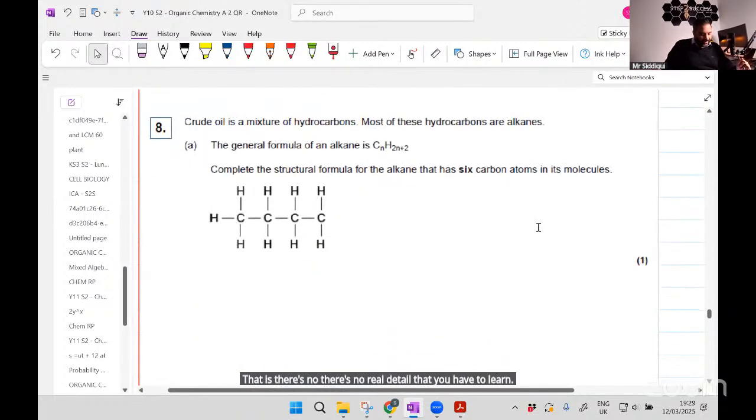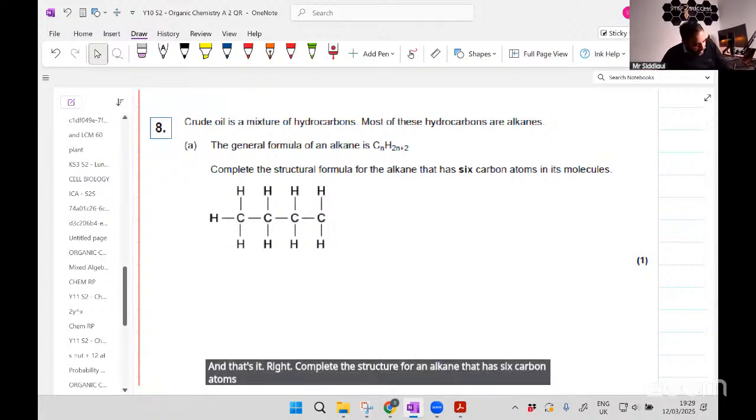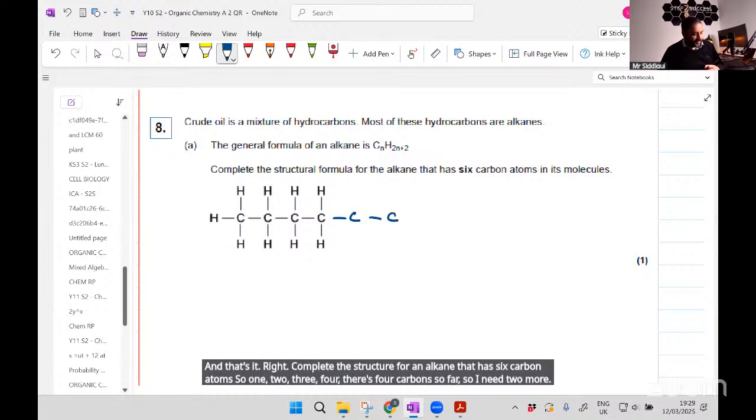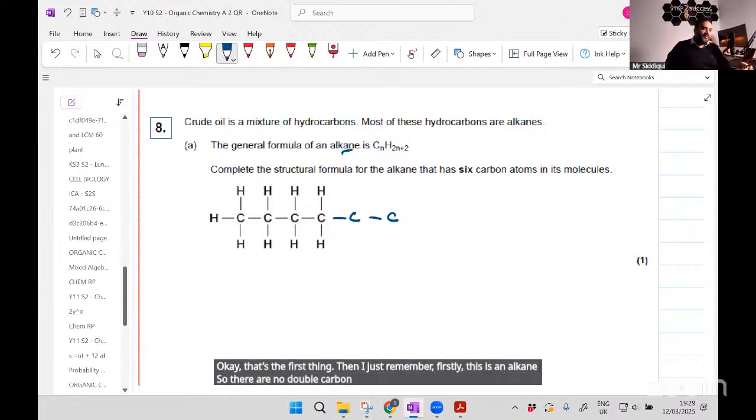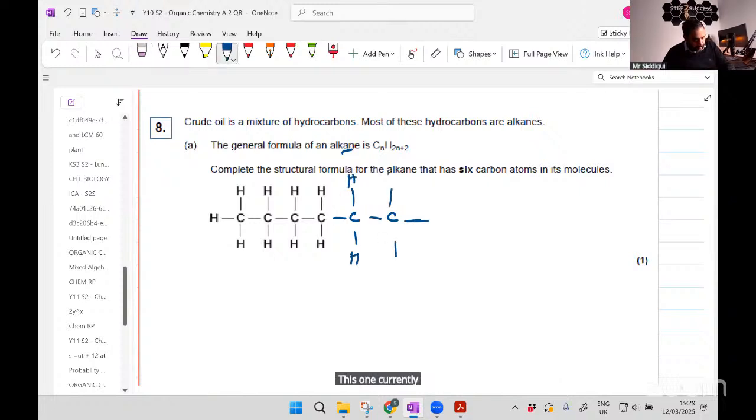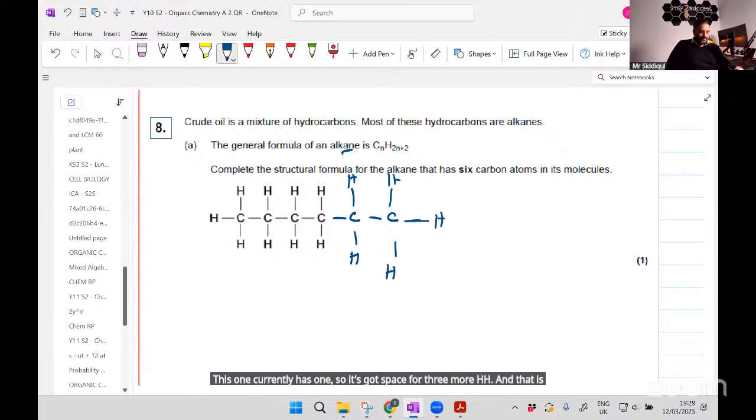Right, complete this structure for an alkane that has six carbon atoms. So one, two, three, four. There's four carbons so far, so I need two more. Okay, that's the first thing. Then I just remember, firstly, this is an alkane, so there are no double carbon bonds. They're all just single lines. And I just need to make sure that every carbon has got four lines coming out of it. This one has already got two, so it's got space for two more, H, H. This one currently has one, so it's got space for three more, H, H, H. And that is the answer.